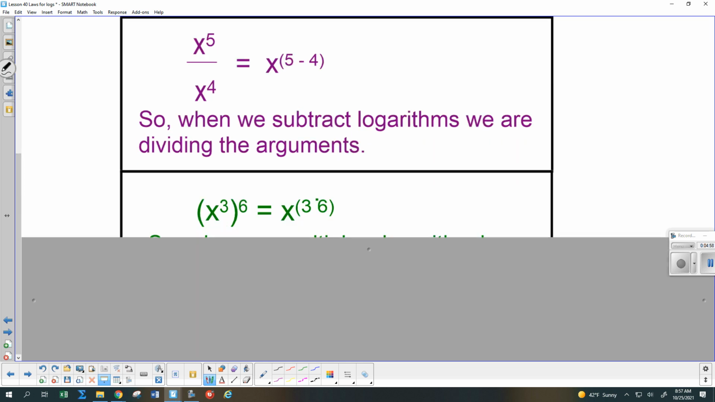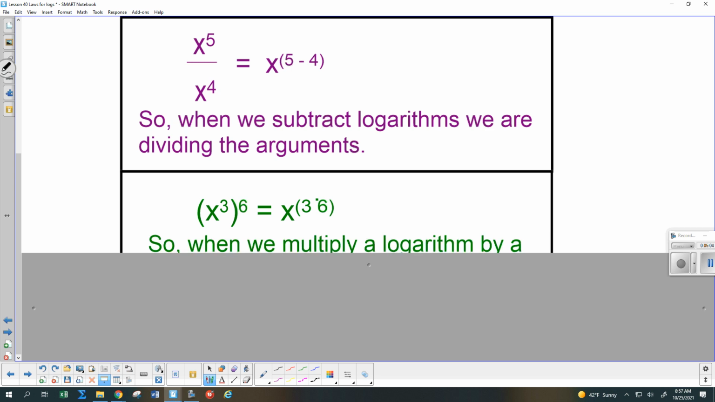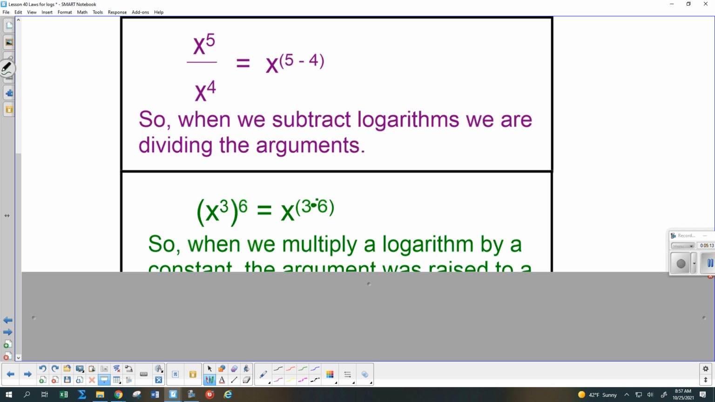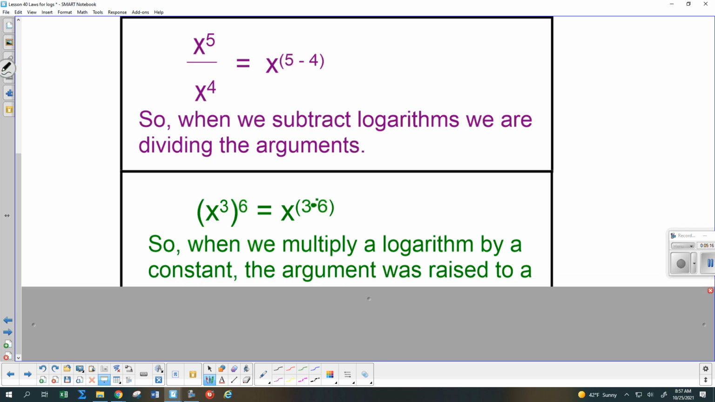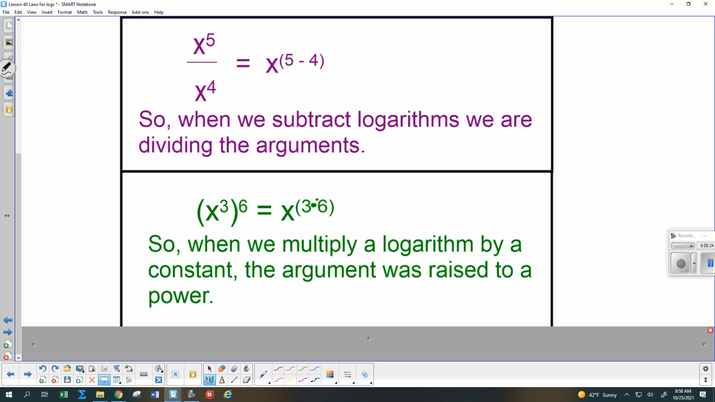And our last property: if we have something that's raised to a power, and then we multiply that by a number like the 6, and this should have been a times in here. Not sure why that dot moved where it did. If we multiply a log by a constant, so we're multiplying that power by the constant, that means that the original argument was raised to a power. So we took this original exponent, exponents are logs, multiplied it by a constant. That was the same as if we raised the argument to a power.